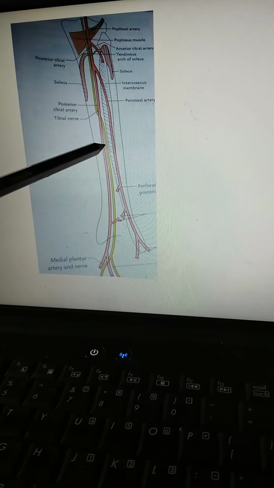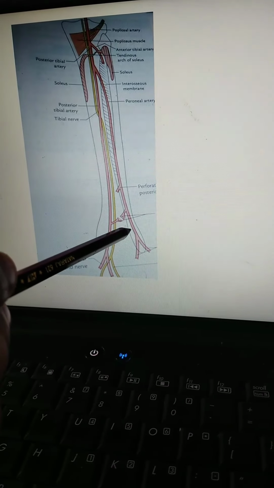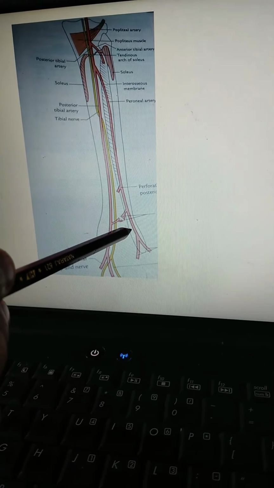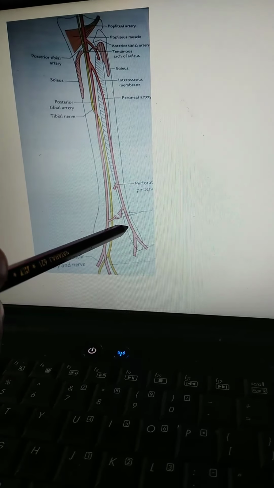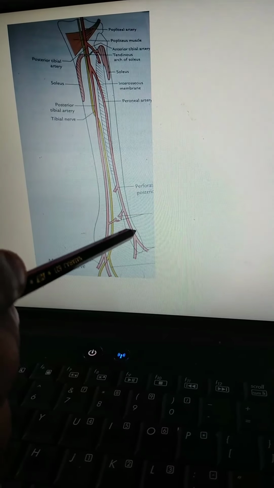It passes behind the inferior tibiofibular and ankle joints and ends on the lateral surface of calcaneus and terminates by giving the lateral calcaneal arteries.